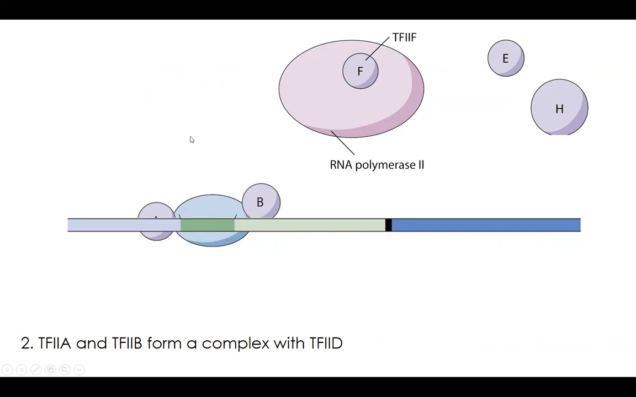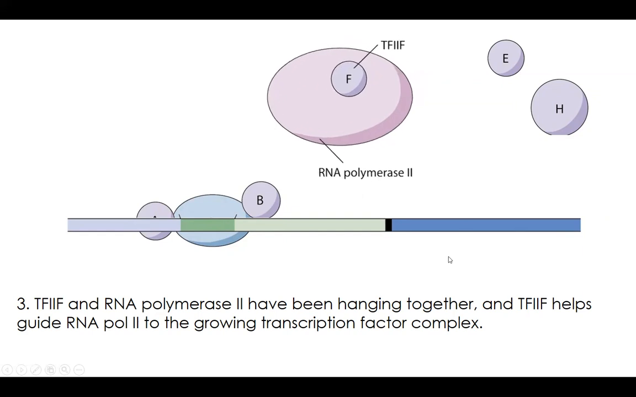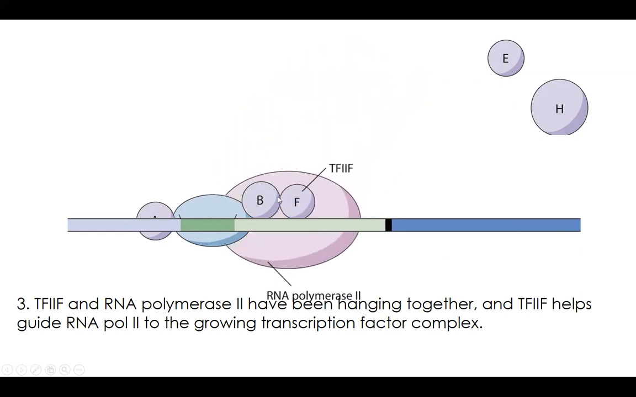Our first goal's not been met yet. RNA polymerase is still floating out here in space, but we're getting close. So step 3, TF2F, which has been palling around with RNA polymerase 2 this whole time, is going to escort RNA polymerase 2 to the growing complex. The reason that's going to happen is because of this association between B and F. You can think of this as like best friends.